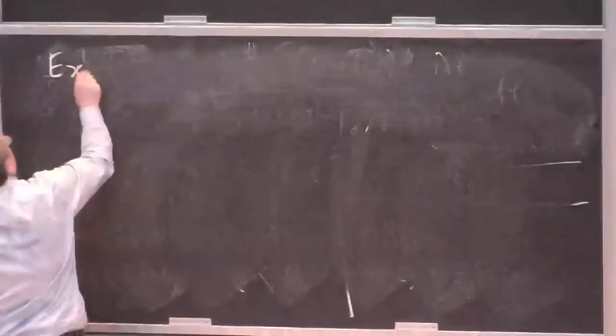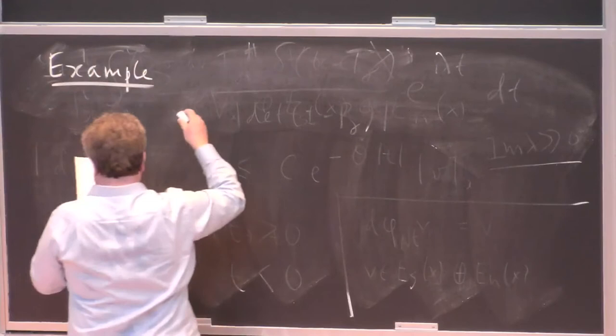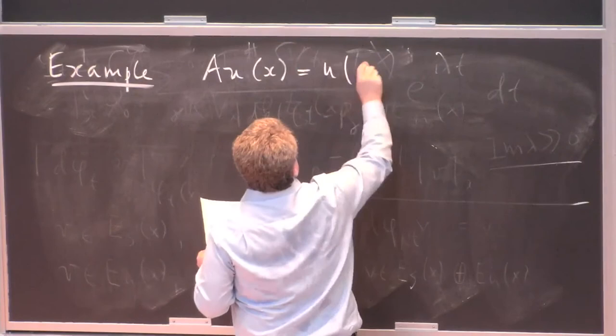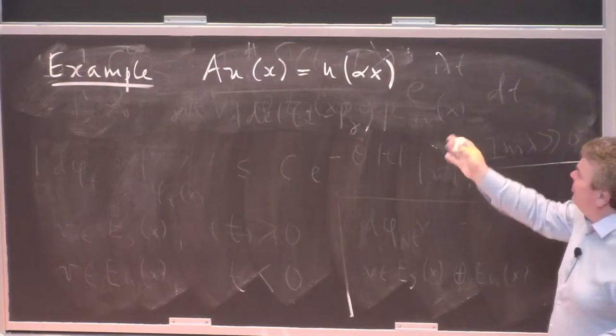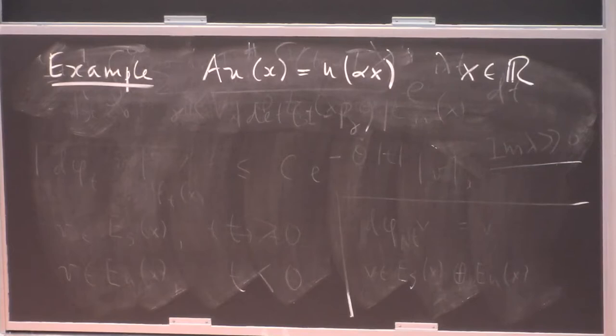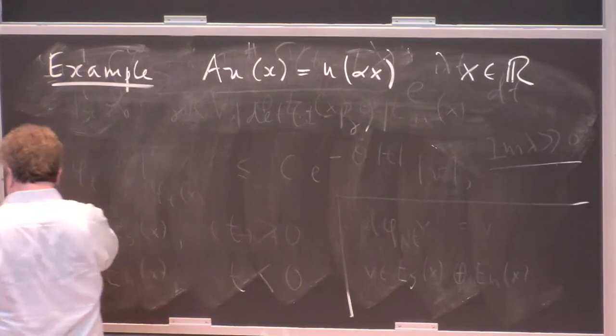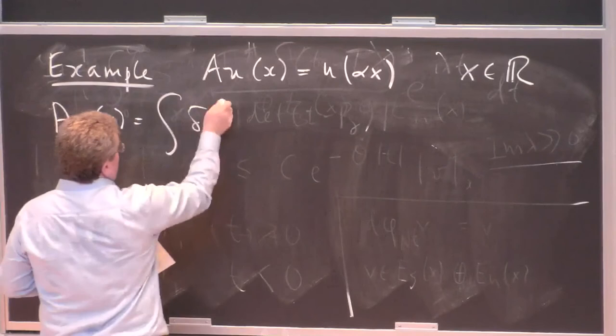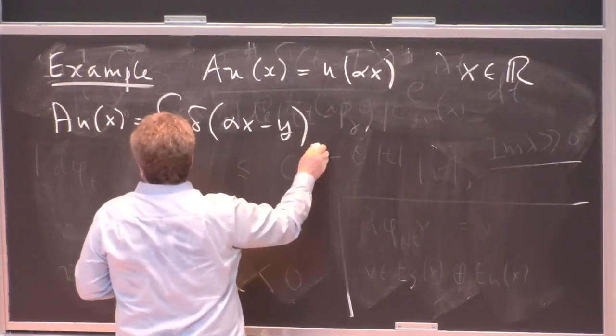Example, pullback is tricky. Let's take the following operator, A u(x), that's my favorite example, is u of alpha x. So it's just a pullback by multiplication by alpha. We are not on a compact manifold, let's say x is in R, but that's okay. So we multiply it by alpha. Well, what is the kernel? A of u of x is equal to the integral of delta of alpha x minus y, u of y, dy.